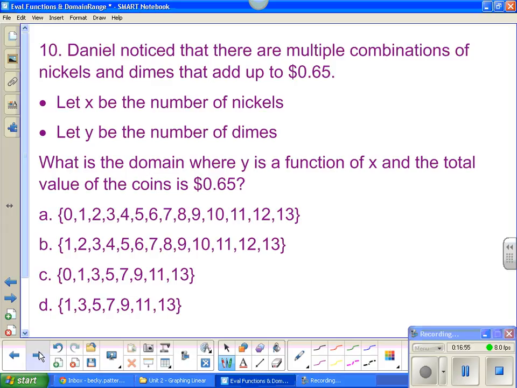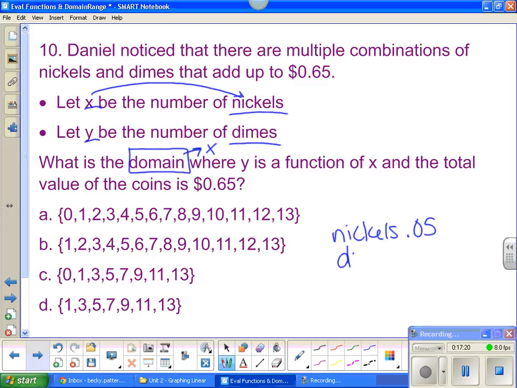Daniel noticed that there are multiple combinations of nickels and dimes that add up to 65 cents. Okay, so now we're on nickels and dimes. X represents nickels, Y represents dimes. I want the domain, so I'm talking about the X's. The X's are nickels, which are 5 cents, and I have dimes, which are 10 cents. I'm trying to hit 65 cents total.